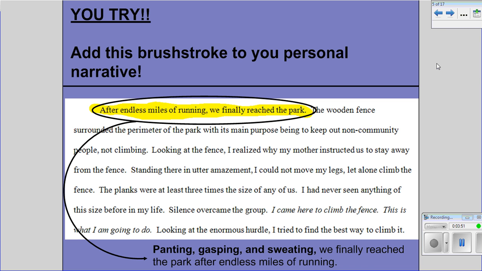Here's an example of the narrative that I read to you earlier in this unit, and here's how I applied the brushstroke. My original sentence was, after endless miles of running, we finally reached the park. By applying brushstroke 1 to my writing, this is the sentence that I got. Panting, gasping, and sweating, we finally reached the park after endless miles of running. Please go ahead and try to add brushstroke 1 to your narrative. When you've done that, please continue this video.